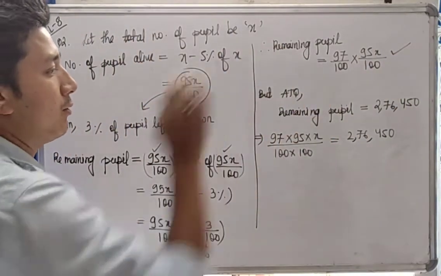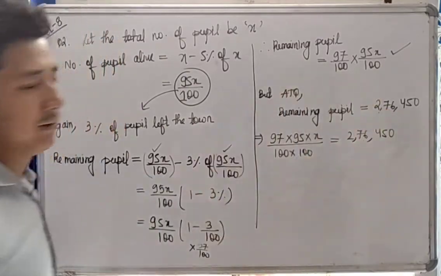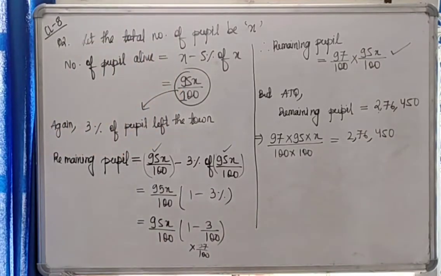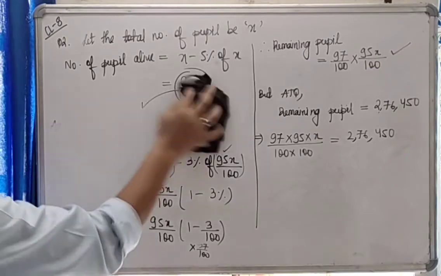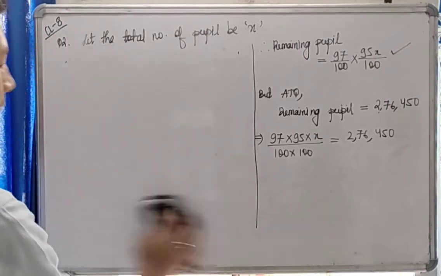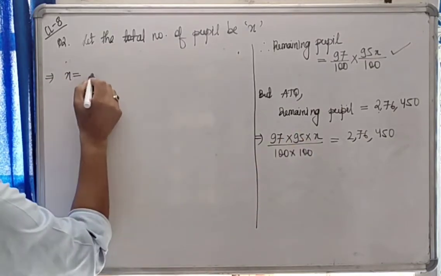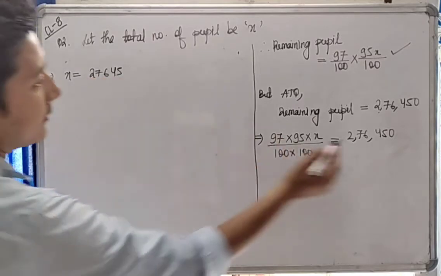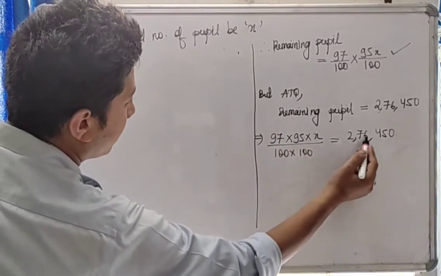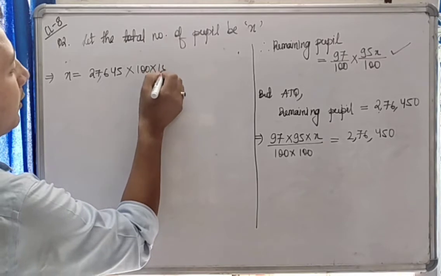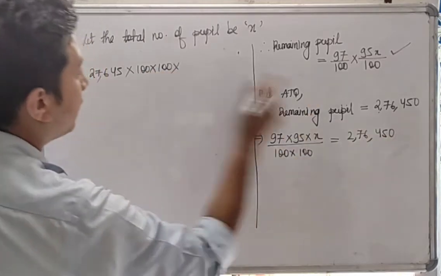But again, according to the question, the remaining number of people is this much. So hence I can equate this equals to this, which gives me this line. Now what to do, boys? We just have to do the calculation. So from here I can calculate the value of x. X will be 27645. This 0 I'll multiply later. So write down 27,645 into 100 into 100 into 100 and then 0, that is into 10.